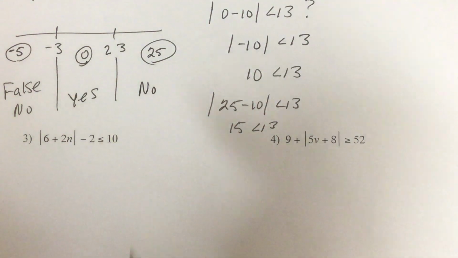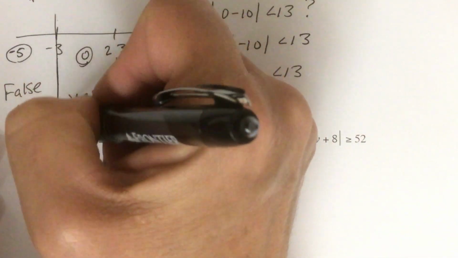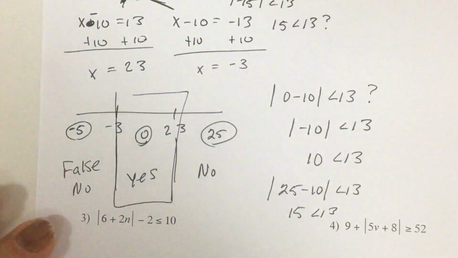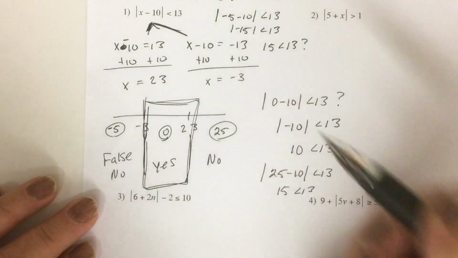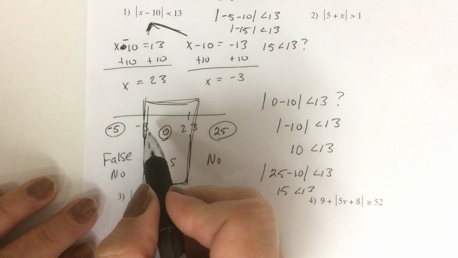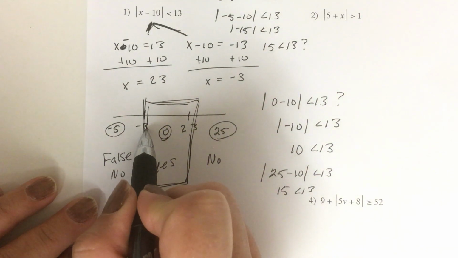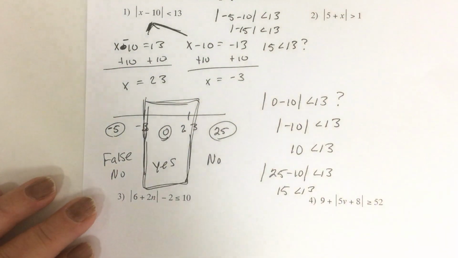So your answer is this section. Oops, sorry, you can't see that. Your answer is this section where you get yes. Well, where did that come from? That came from everything in between negative 3 and 23.